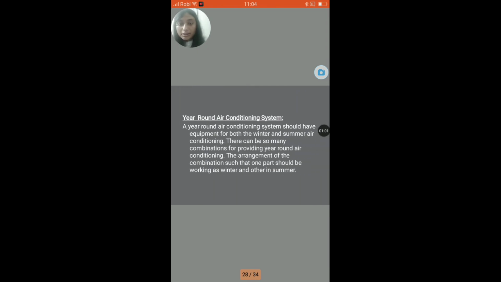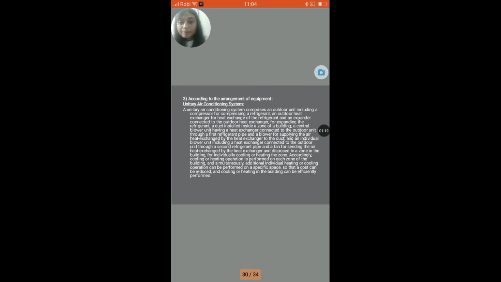Year-round air conditioning system. A year-round air conditioning system should have equipment for both winter and summer air conditioning. There can be many combinations for providing year-round air conditioning. The arrangement of the combination is such that one part works as winter and the other as summer. Here, according to the arrangement of the equipment, is the unitary air conditioning system.